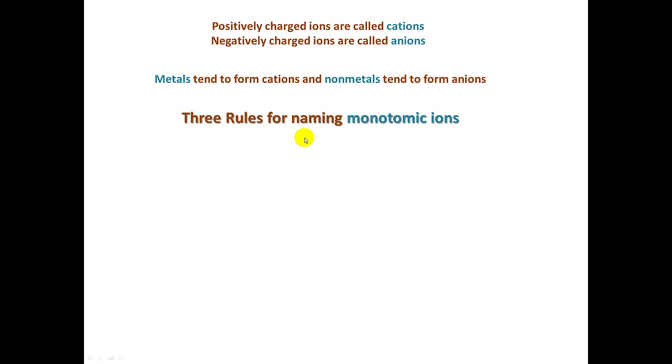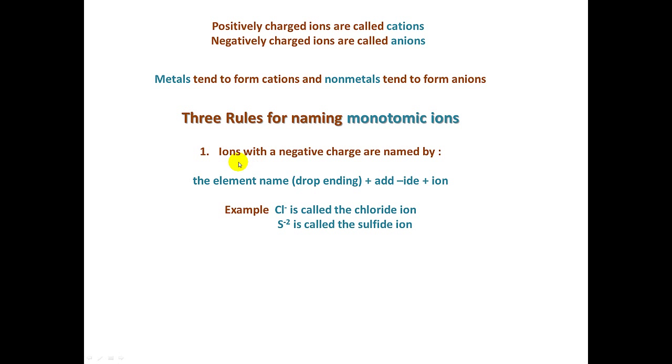There are 3 rules for naming monatomic ions. Number 1, ions with a negative charge. Find the element name, and then what we do is we drop the ending and add the "ide" suffix, and then the word ion. For example, chlorine gains an electron and becomes the chloride ion. Sulfur gains 2 electrons to become the sulfide ion.